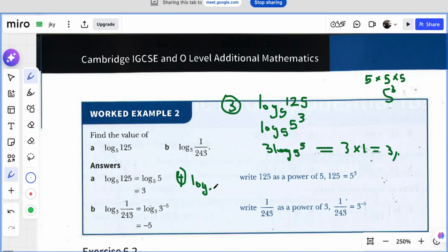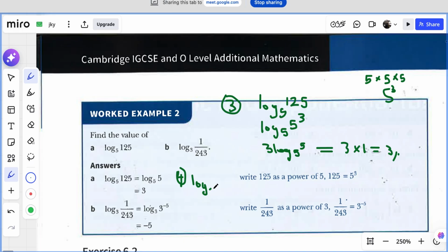So this will become log 3, 1 over 3 raised to power 5. And you know in indices, 1 over, or logarithm 1 all over, means we write this number raised to power minus 5. This one will become 3 raised to power minus 5. I can change this one. You remember indices, right? Power number. This one will be 3 raised to power negative 5.